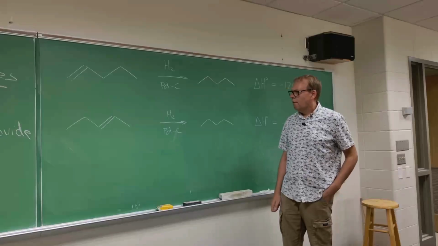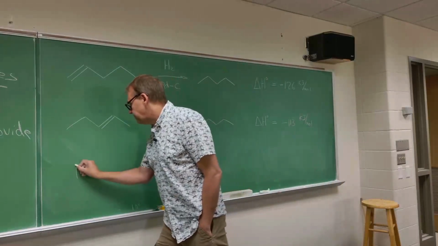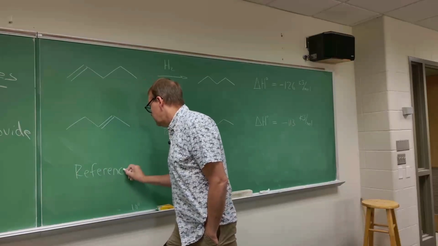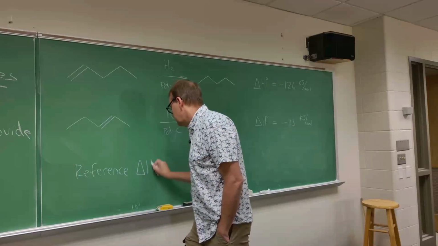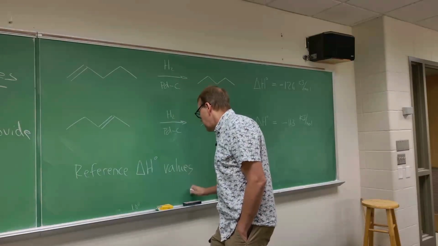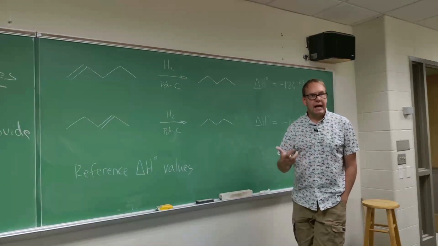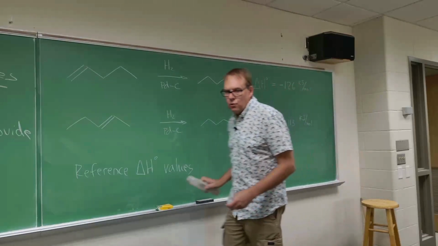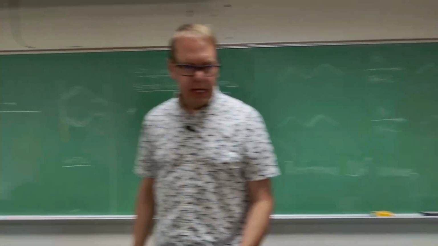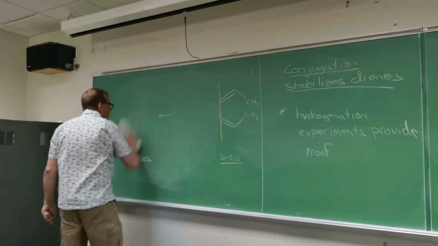All right, well, these are some reference values. We're going to use these to try to understand energies and heats that are released when we start hydrogenating dienes. So we're going to go over to the next board and talk about an experiment that was then done based on the data that we just talked about.